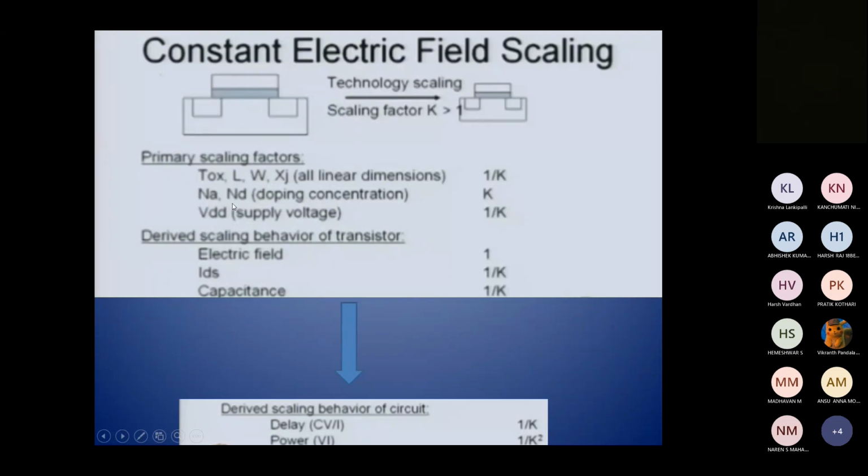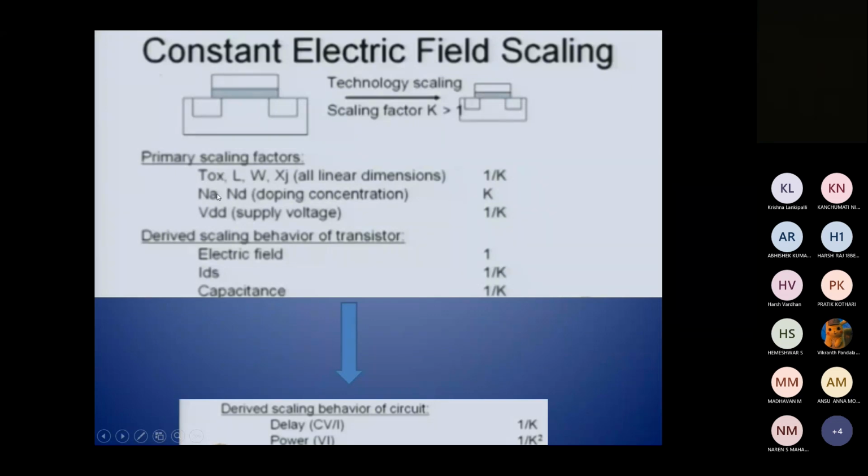All the primary scaling factors like channel length, channel width, junction depth, and oxide thickness are linear dimensions, right? So all the linear dimensions have to be reduced by a factor k, and this k is a numerical value greater than 1. So one point you should always remember: when you do any miniaturization of the devices, all the linear dimensions have to be divided by k. This k value is greater than 1.